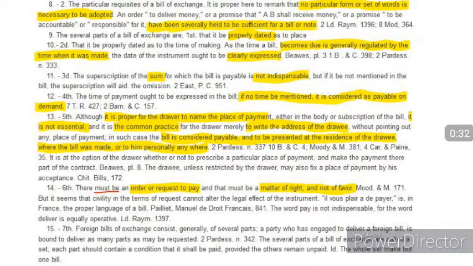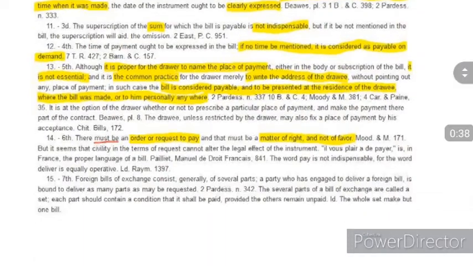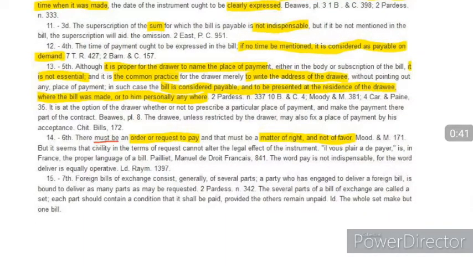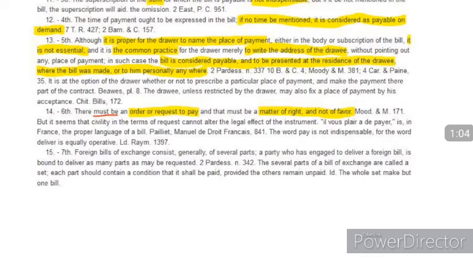Becomes due, generally regulated by the time when it was made, clearly expressed. The sum has to be stated, and it's not indispensable. You can look that one up, but basically, for no less. If time is not mentioned, it is considered to be payable on demand. You could definitely check out payable on demand, but basically, whenever someone takes it in, it has to be payable at that time at least.